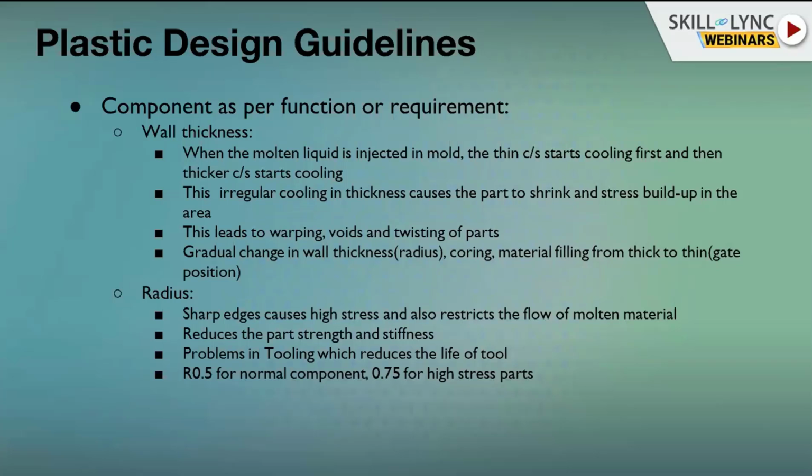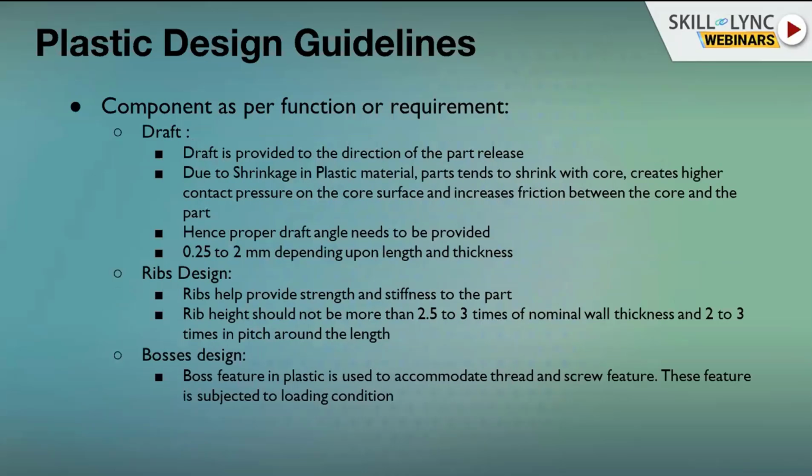There are some thumb rules we use in plastic design for giving the radius. The minimum radius should be 0.5 times the nominal thickness of the component, and if it is a very high stress part, we should give 0.75 times the nominal thickness. Now the third important feature is draft.